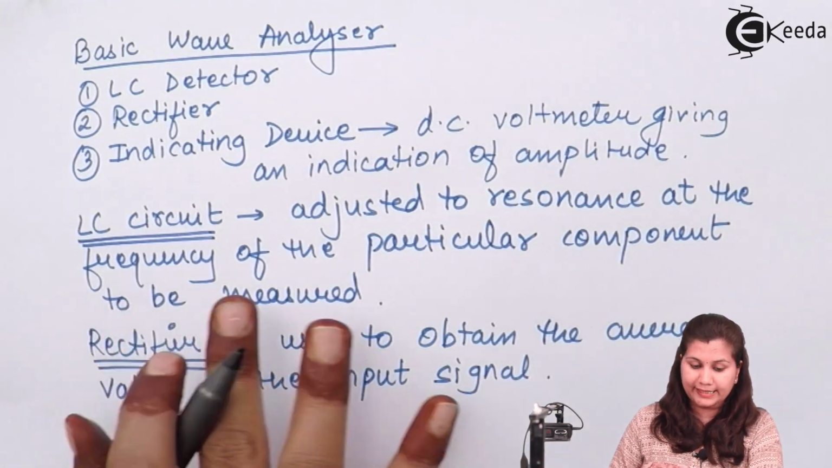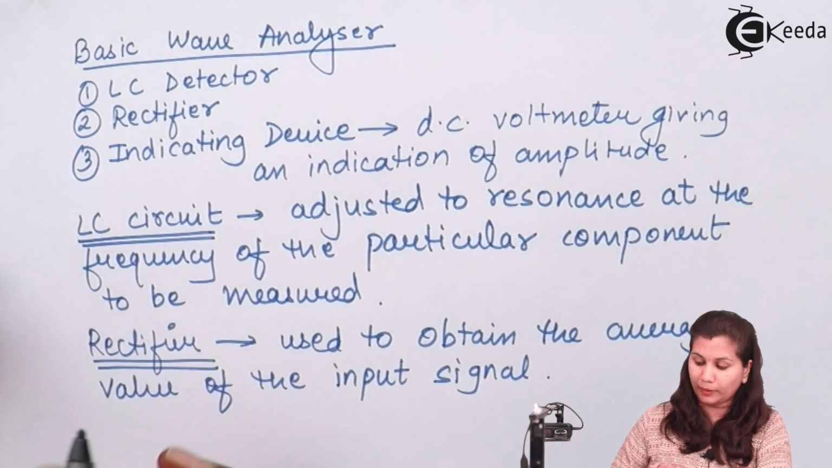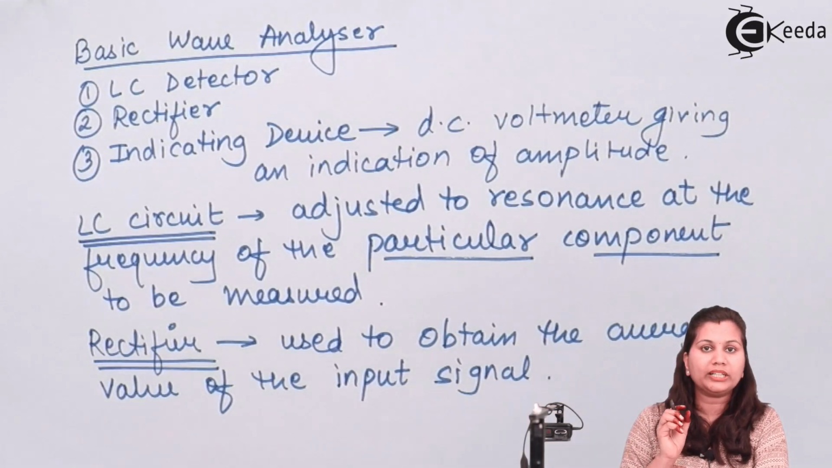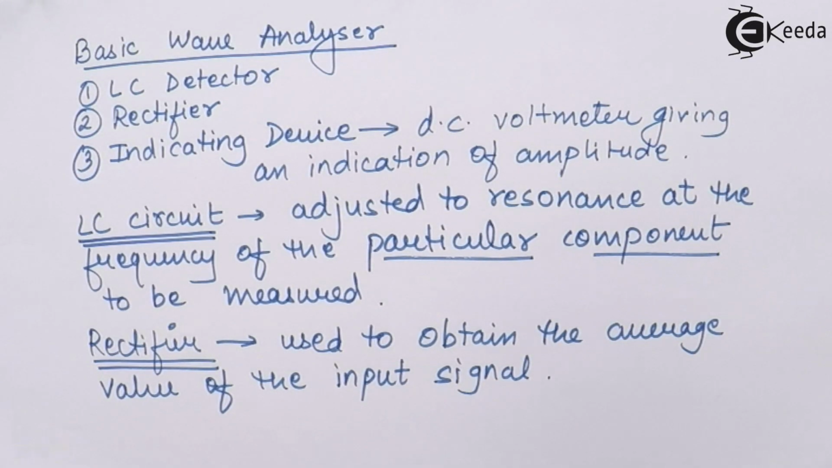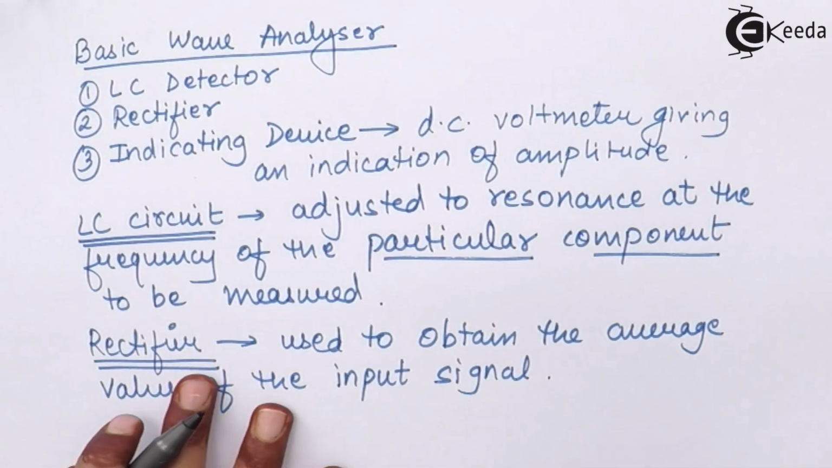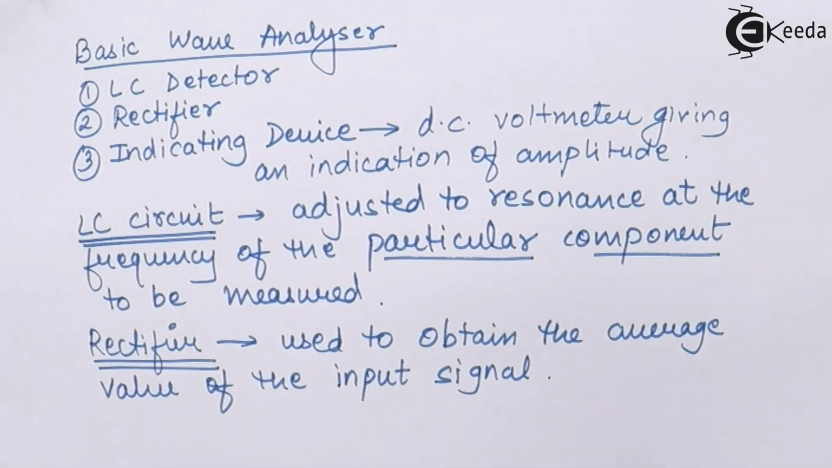Now, since this LC circuit is tuned to a particular frequency component only, it is going to pass only a single frequency component through it, and it is going to reject all other harmonic components present in the signal. So only at that particular frequency will the amplitude be measured by the wave analyzer. In this way the basic wave analyzer works, measuring the amplitude at a particular frequency.